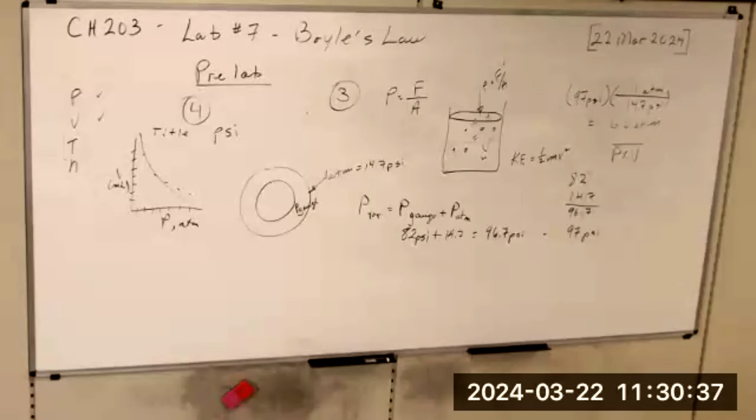Fixed number of moles. The hard part was drilling the holes in those caps. But you can buy these valve stems at Walmart. Getting a uniform hole in those caps was challenging. Good and tight. All right.